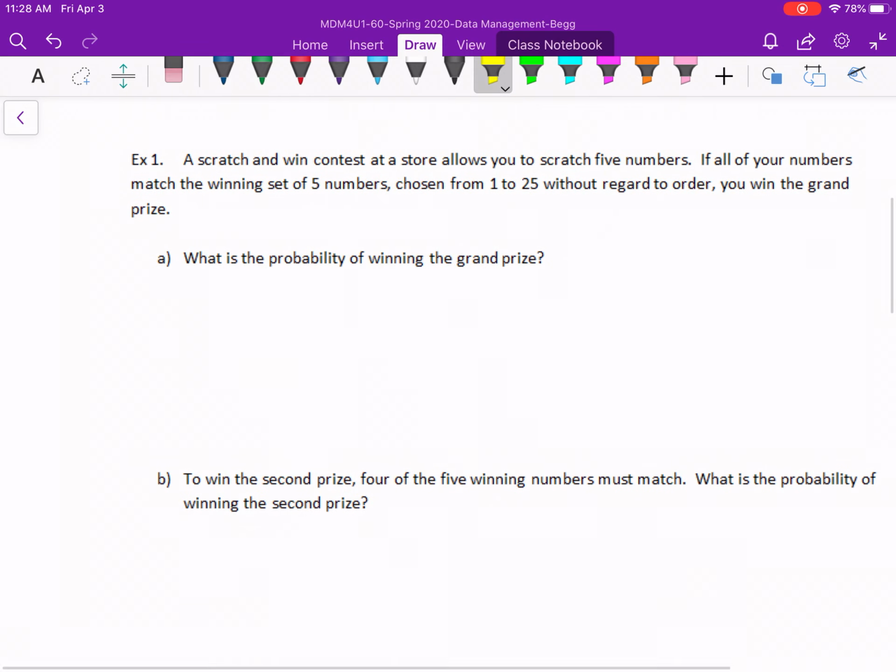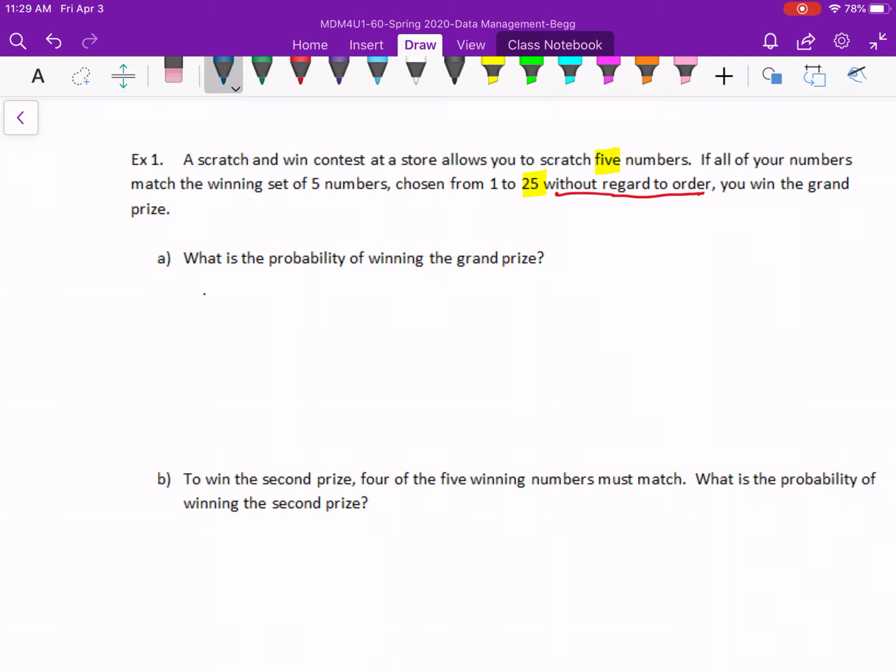So the first example: a scratch and win contest at a store allows you to scratch 5 numbers. So there's 5 numbers that we have to get. If all of your numbers match the winning set of 5 numbers chosen from 1 to 25, that's important, without regard to order, also important, because if order doesn't matter, that makes it combinations, then you win the grand prize. So we want to find out what the probability of winning the grand prize is.